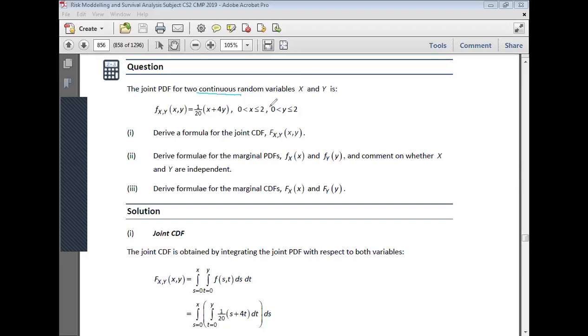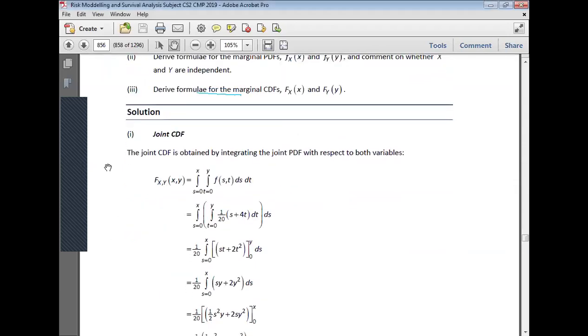So we have f of xy taking this particular value, and remember, our x takes only values from 0 to 2, and my y also takes values between 0 and 2 only. Now they have asked us to derive a formula for the joint CDF, which is denoted by capital F of xy, as we would have expected.